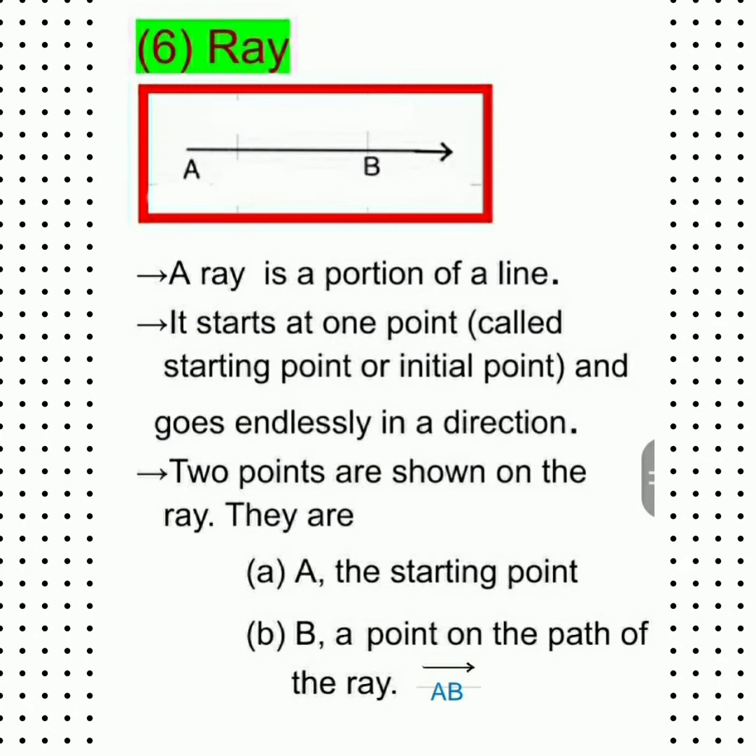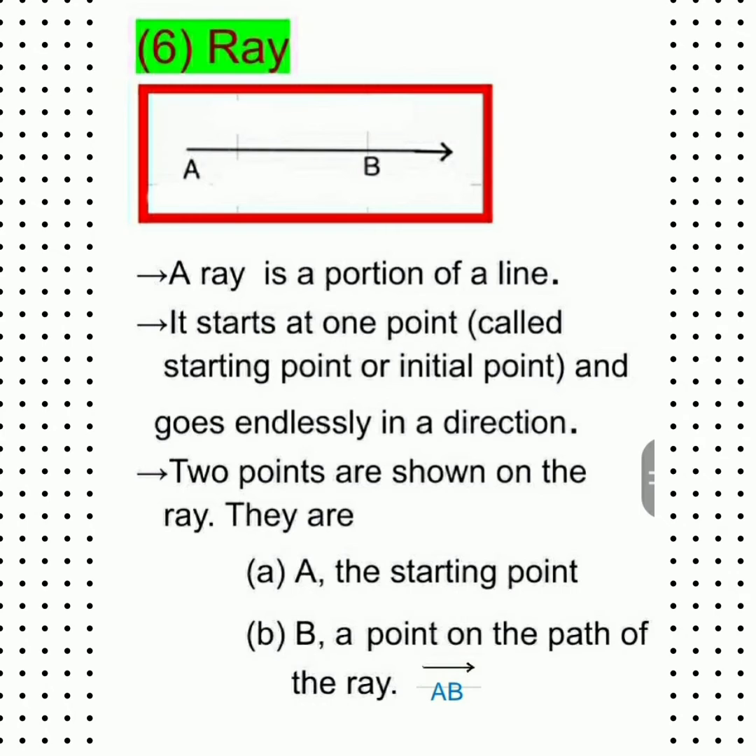Now coming to a ray. A ray is a portion of a line. That means it starts at one point. It will have one end point. As you see in the figure, A is the starting point. It is not extending beyond that. So from A it goes endlessly to the other end, and B is on the path of the ray.